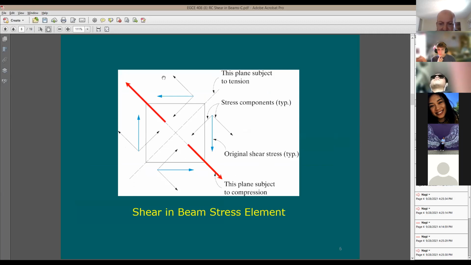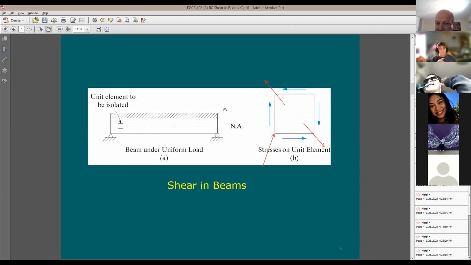This is a little bit more detailed analysis of the force or the stress in the stress element. At the end, you're going to have two forces. It's going to be pulling this way, and this is going to be your crack direction. So the crack in the beam is going to be coming this way. And this is again for the stress element on this side. So I'm expecting a shear crack is going to happen like this. And another shear crack is going to happen like this.